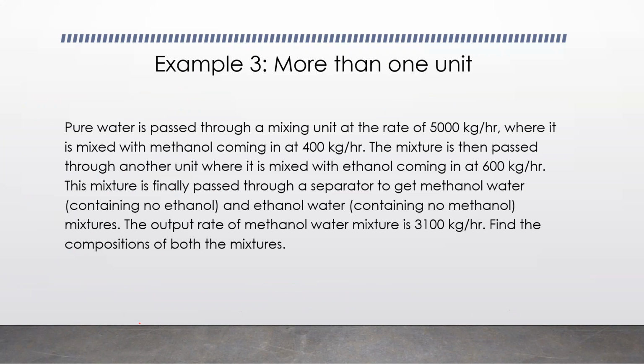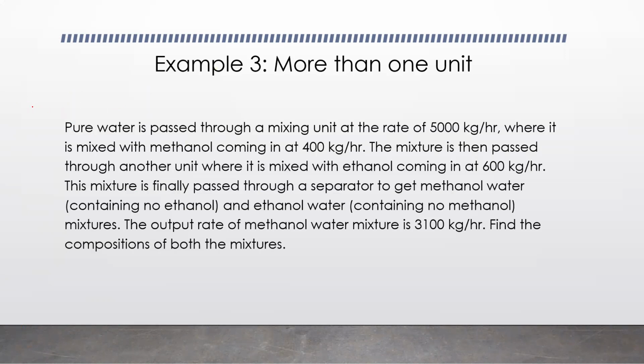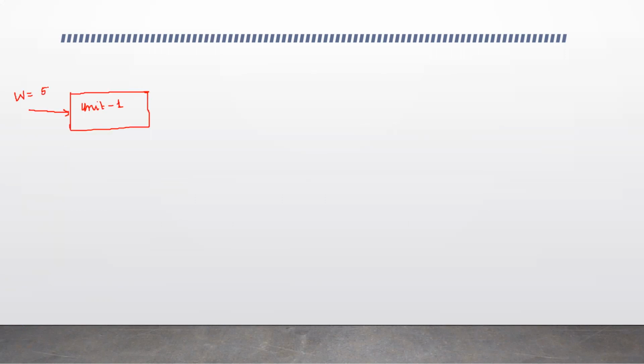But first of all, let's understand what the problem is, and then let's draw the block diagram. All right. So pure water is passed through a mixing unit at the rate of 5000 kg per hour. So my first unit that I have identified is a mixing unit. Again, I'm not going to write the name of the unit. I'll simply write unit number 1 in which pure water is passed. So pure water, let's call it W. So W is equal to 5000 kg per hour.